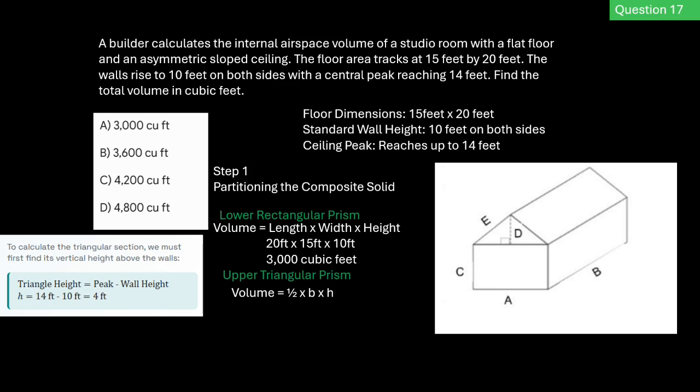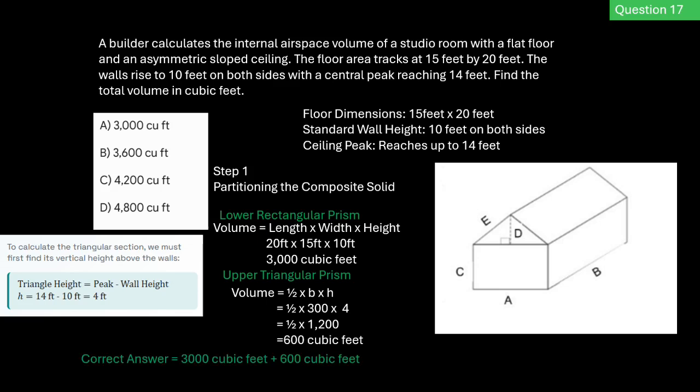Okay, now for our formula for finding the volume of our triangular prism: half base times height. Now the base is 300 and we figured out that the height is 4. 300 times 4 is 1,200 and half of 1,200 is 600 cubic feet.